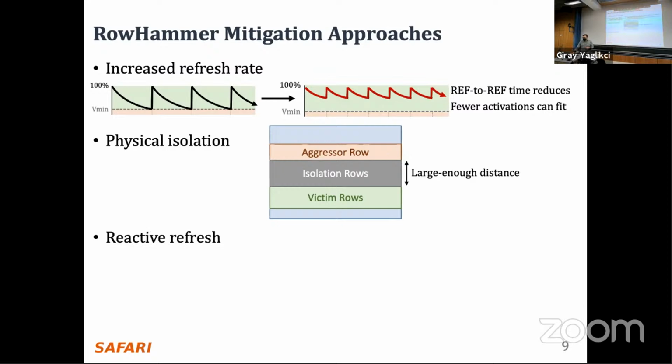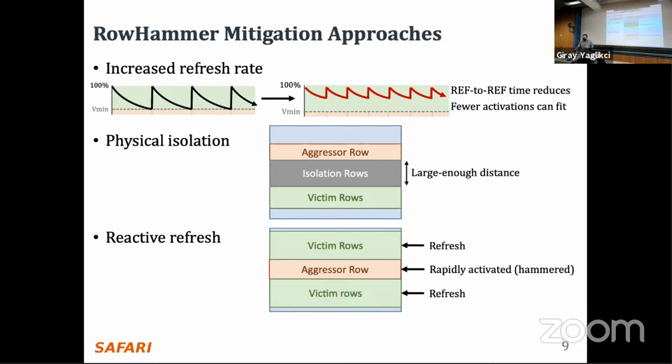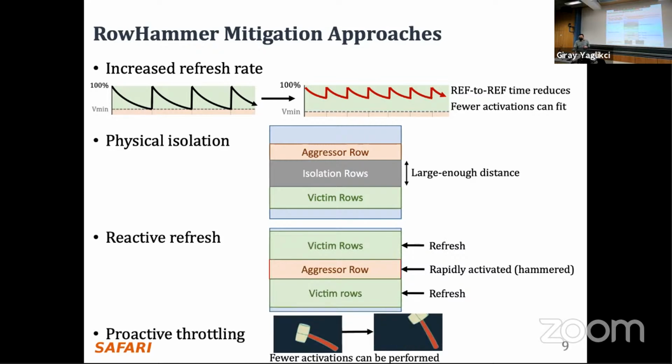And the third approach is reactive refresh. In reactive refresh, when an aggressor row is hammered, potential victim rows are refreshed to avoid bit flips. And finally, the fourth approach suggests throttling or slowing down the memory accesses proactively, such that no row's activation rate can reach a RowHammer threshold to induce RowHammer bit flips.